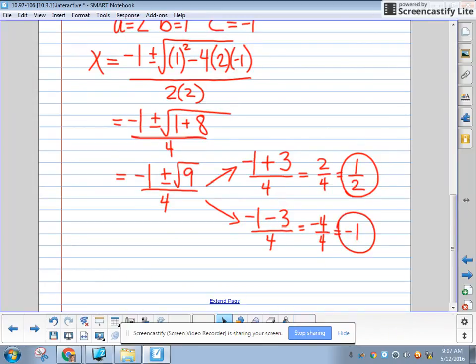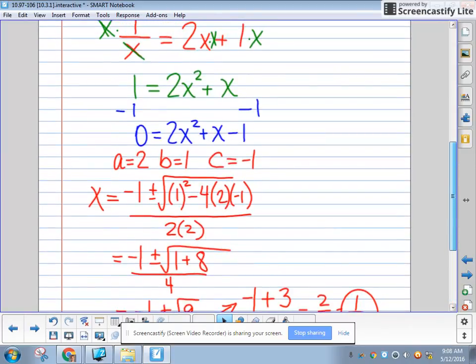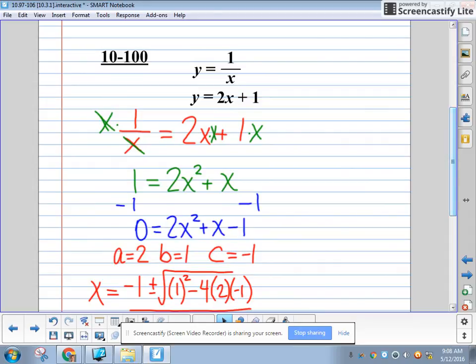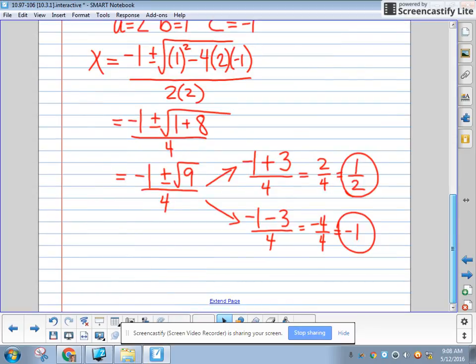Now I need to find the y's that go with them. And again, when you're figuring out the y's, you can plug it into either one of the original equations. So you can either plug it into this equation or this equation. I'm going to plug it into the linear one. So I've got y equals 2x plus 1.